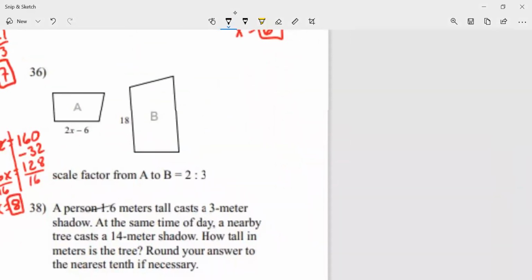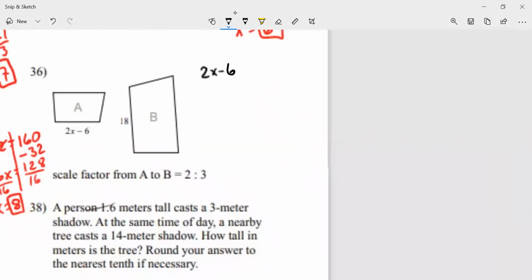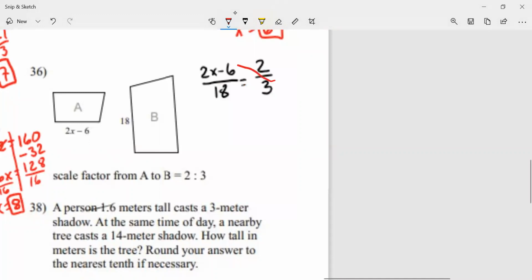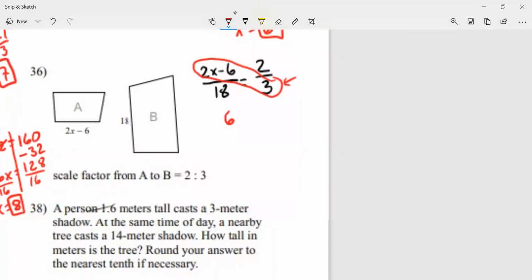The scale factor from A to B, so I'm just going to write 2x minus 6 over 18 equals, the scale factor is 2 to 3, 2 over 3. Let me cross multiply. I like to deal with the x first. The number by itself is 3. I'm going to go 3 times 2x and 3 times 6. It's going to give me 6x minus 18 equals, and 18 times 2 is 36.